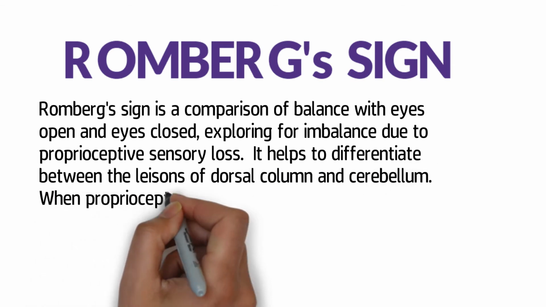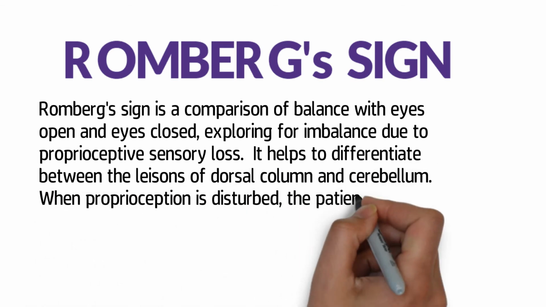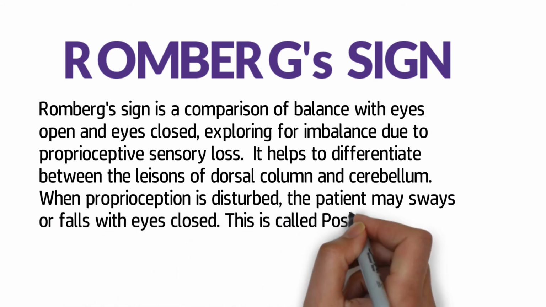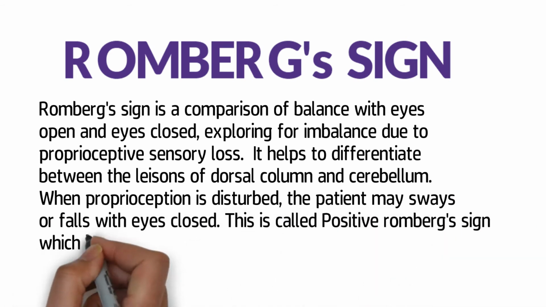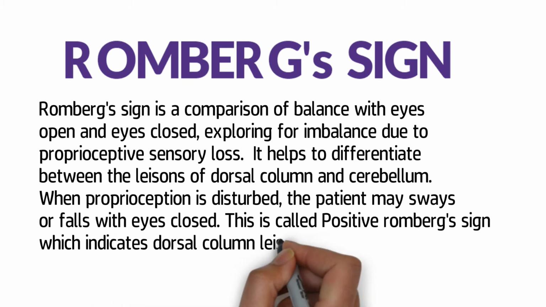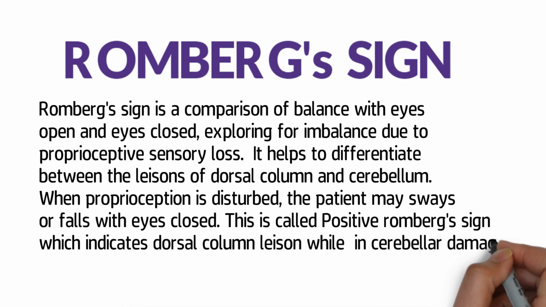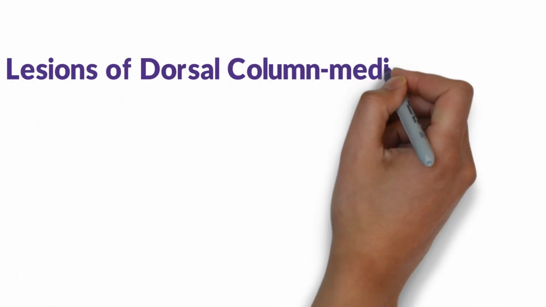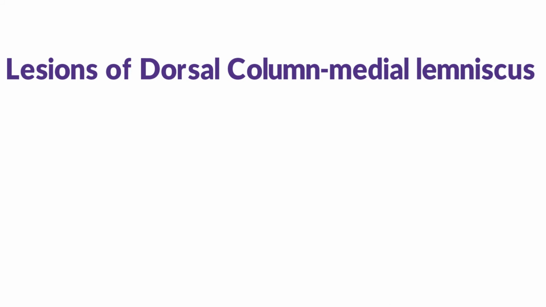When proprioception is disturbed, the patient may sway or fall with eyes closed. This is called positive Romberg sign, which indicates dorsal column lesion, while in cerebellar damage, the patient may sway or fall with eyes open. Now let's discuss lesions of dorsal column medial lemniscus pathway.